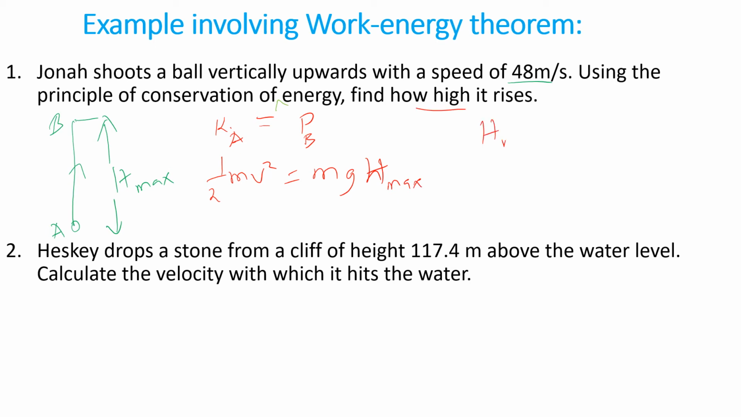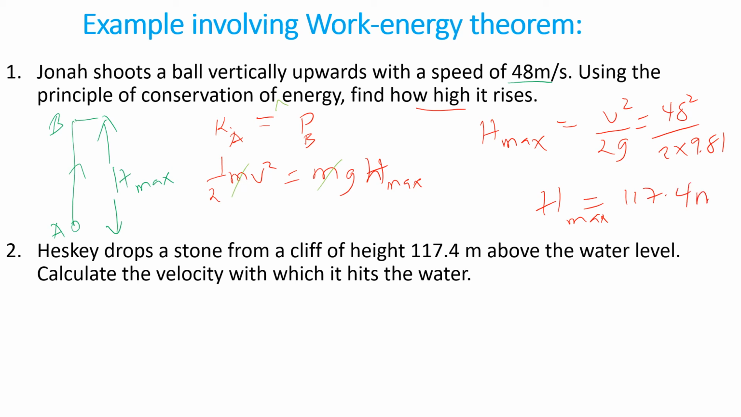Therefore, h max is going to be equal to, you can realize here that the mass is useless, v squared, velocity of projection squared, over 2g. If we feed in, it's going to be 48 squared divided by 2 times 9.81. If that's our acceleration due to gravity, then h maximum, how high it rises, is going to give us 117.4 meters.